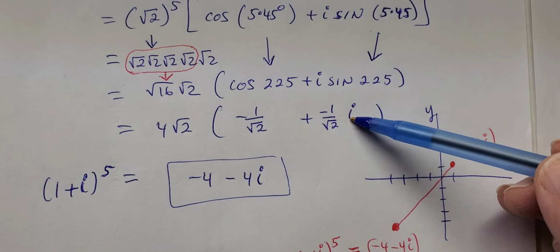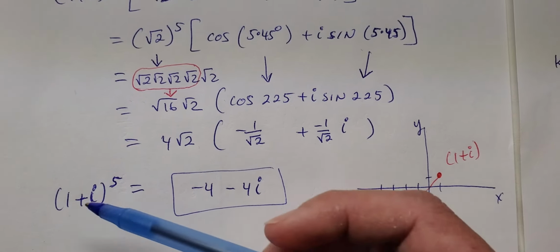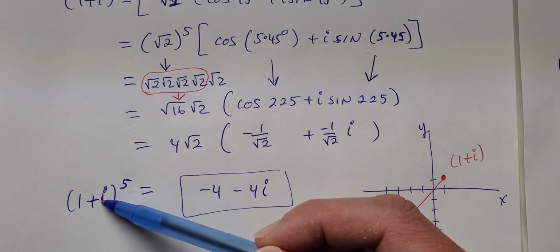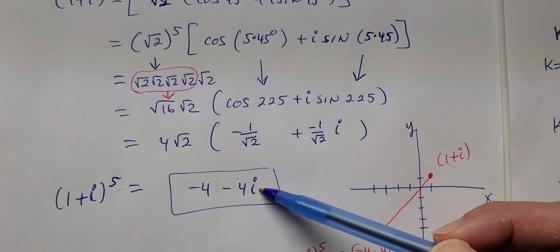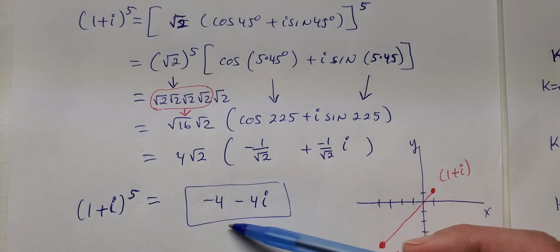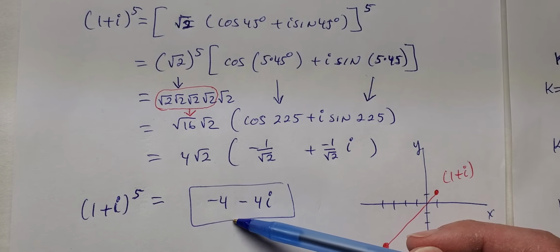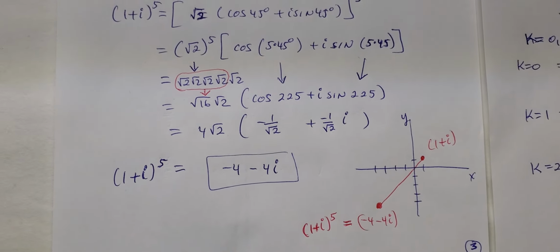So here's the 4i. Don't forget the i. So 1 plus i to the 5th power is negative 4 minus 4i. Okay, so this is what we're looking for. This is the answer we're looking for. Okay, now what is that in the graph?